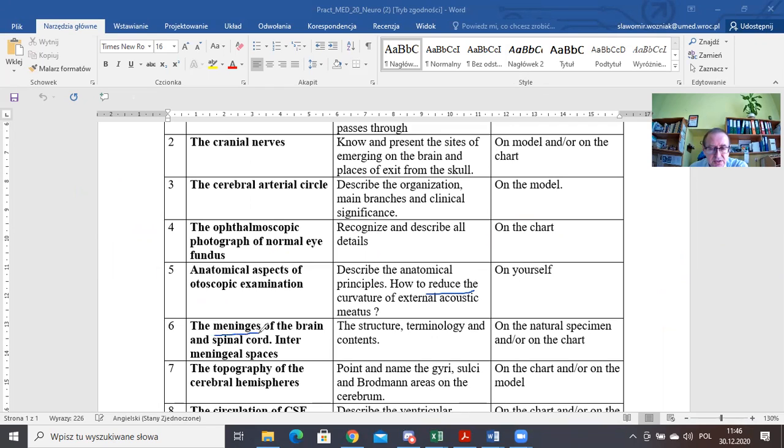The meninges of the brain and spinal cord, intermeningeal spaces. So what you've got between the meninges: the structure, terminology, and contents of these spaces on the natural specimen and or on the chart.